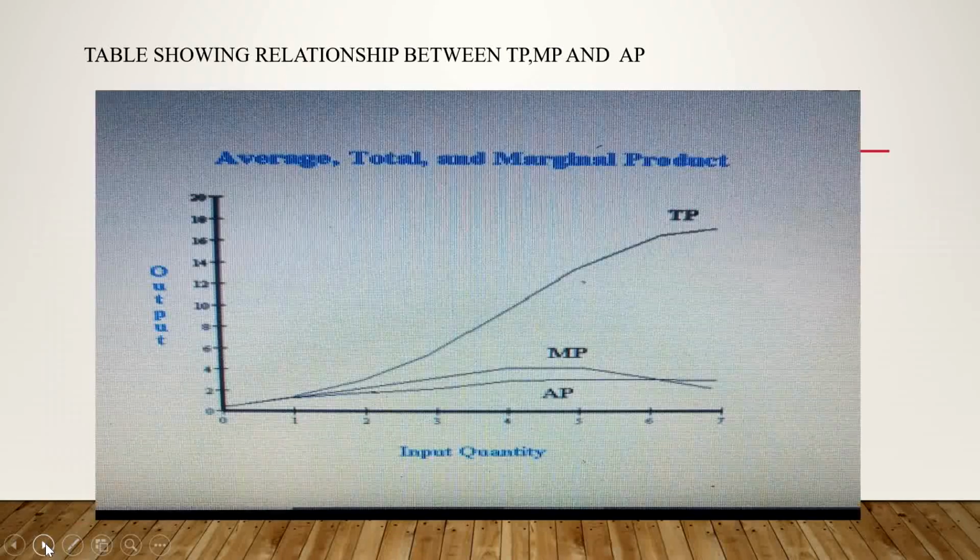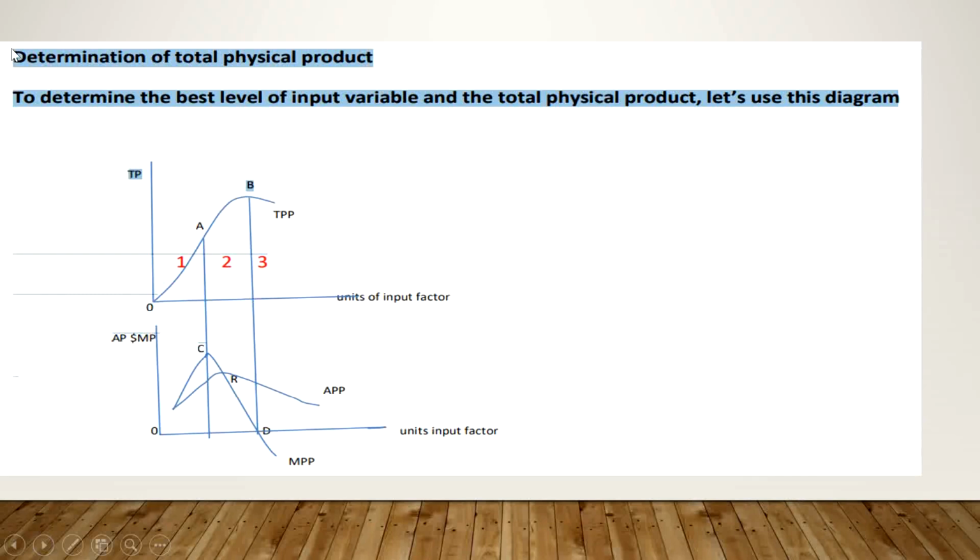But when you look at this graph, it brings the picture clearly of the three parameters we are looking at. You see TPP taking a very different direction, and marginal product and average product having some similarities in their growth curves. This relationship can be clearly explained in this slide. To determine the best levels of input variables and the total physical product, we have to look at these relationship graphs that clearly describe the relationship of these three parameters.